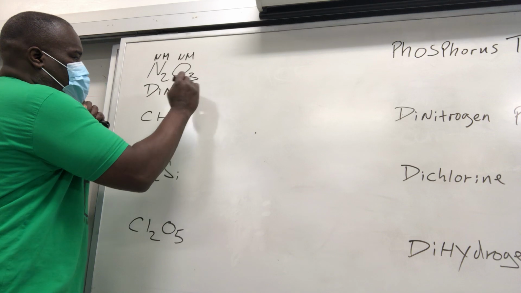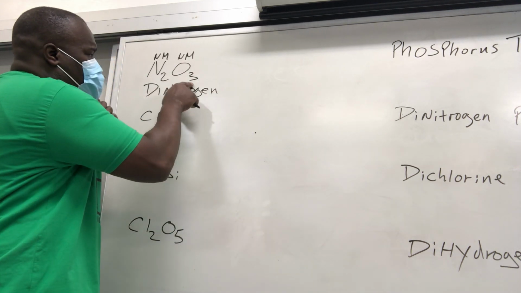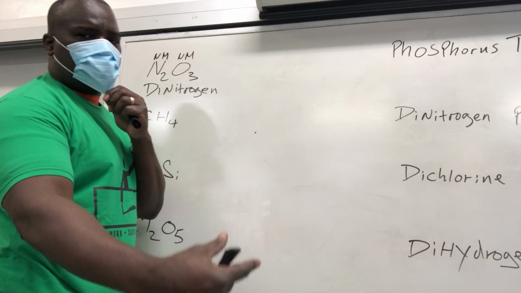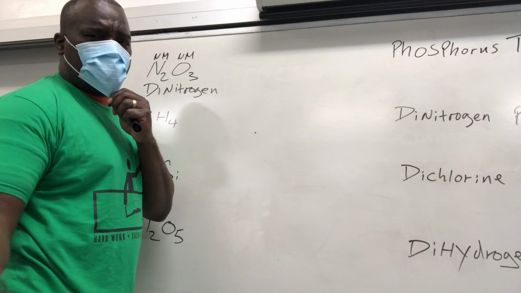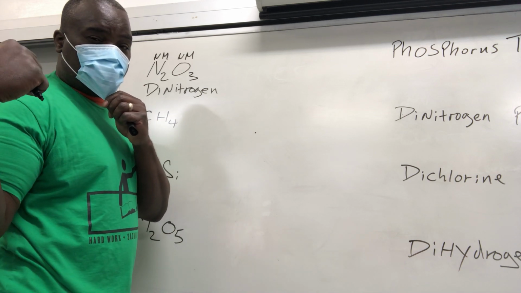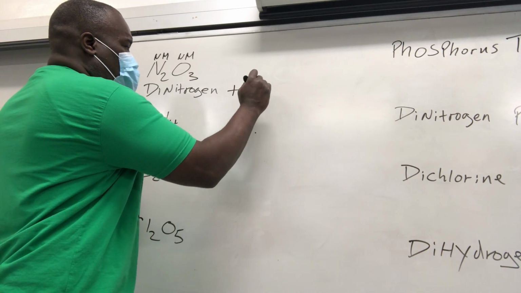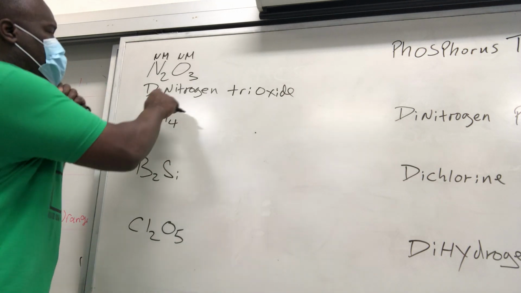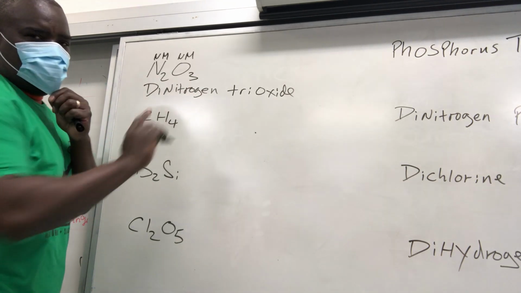Dinitrogen, to indicate the fact you got two nitrogens. And how many oxygens do we have? You have 3 oxygens. Now be careful, you have to modify the second guy, right? The ide ending. And we're sort of familiar with the endings from binary ionics, right? So simply say trioxide. And you're done, okay? Dinitrogen, 2 nitrogens, trioxide, 3 oxygens, you're done.